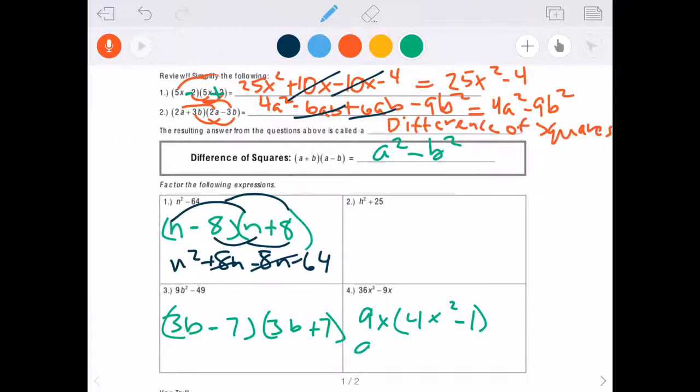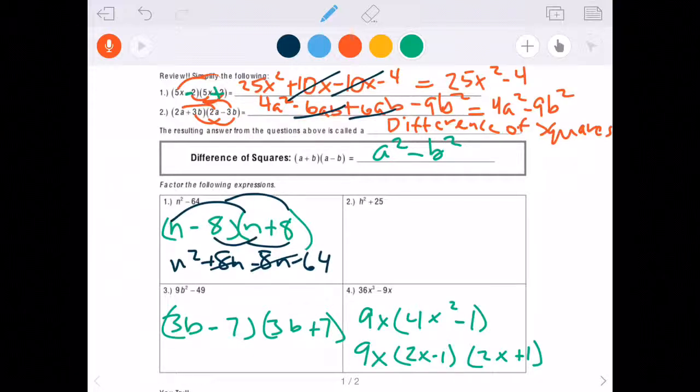Now my focus is inside the parentheses. 4x squared means we're going to have 2x and 2x. And then minus 1, we're going to have minus 1 plus 1. Opposite signs. Let's look at number 2.